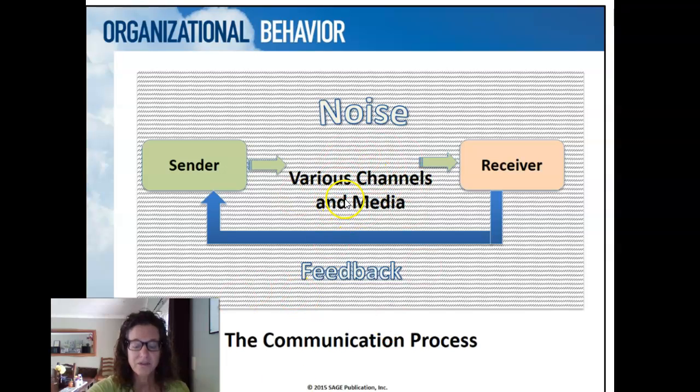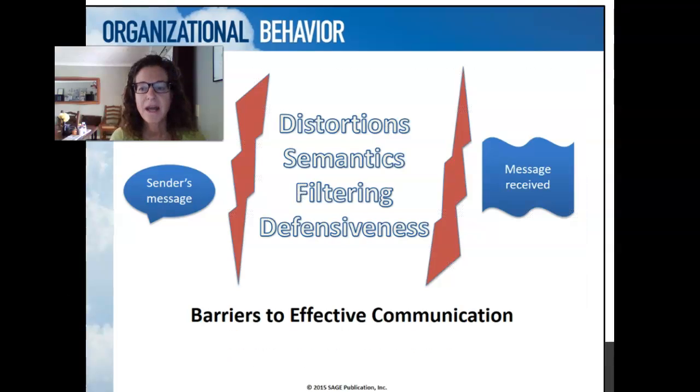Another important source of miscommunication is selecting the correct channel. How do we know what channel we should select? Well, the selection of the channel depends on multiple variables, and we'll look at those in a few minutes. Here are some additional potential barriers to effective communication.